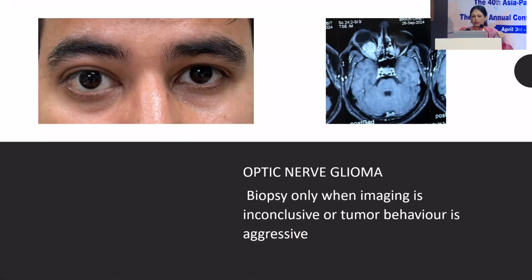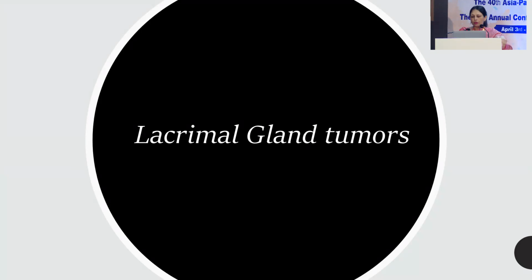Now this is a patient, again in his 30s, who came to me with an axial proptosis, and if you look at the scan, he has a glioma. For glioma, the diagnosis is mostly on the scans, and you don't need to do a biopsy unless the image is inconclusive or the tumor behavior is aggressive. So you can directly go for radiotherapy.